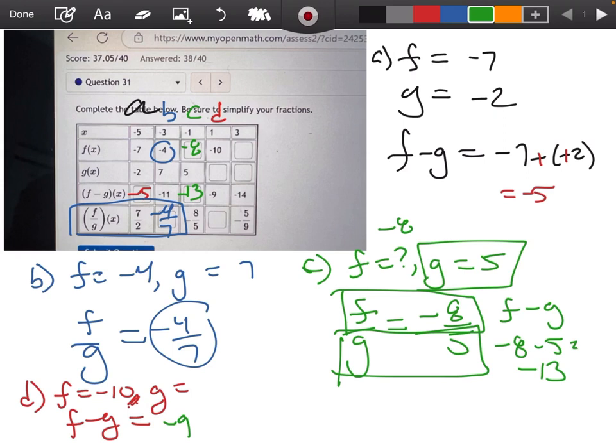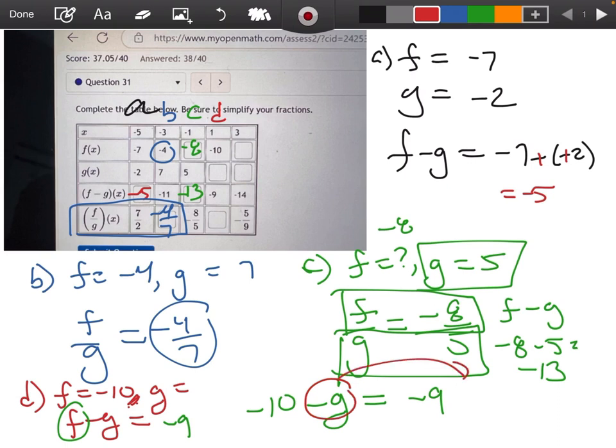Let's see if we can find the value of g. So f, we already said, was -10, minus g equals -9. If we were to move this g that way, that g would become positive. And if we move that 9 that way, that 9 would also become positive. So we'd have -10 plus 9 is equal to g, and -10 plus 9 is -1. That would be a -1, okay?